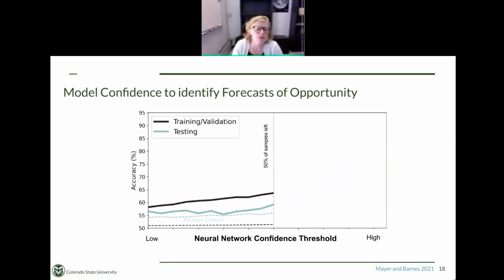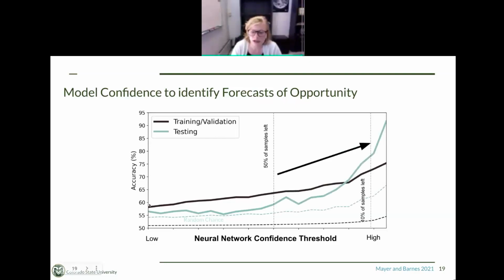To do so, we made a plot of accuracy on the y-axis versus neural network confidence on the x-axis, where on the left-hand side we have low confidence in the prediction, and on the right we have high confidence. You can see when we have relatively low to medium confidence in our prediction, we have accuracies that hover around 55 to 60%. But as we increase this confidence threshold, our accuracy greatly increases.